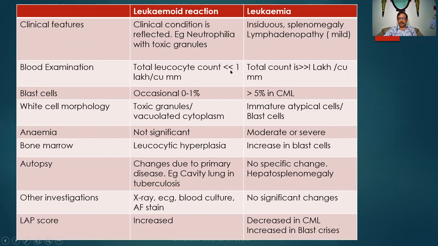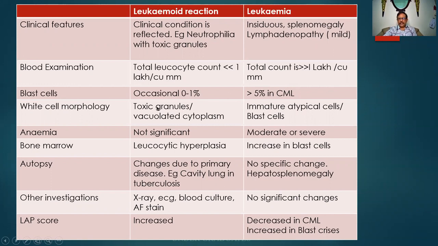Blood examination, the leukocyte count is less than 1 lakh. Usually it is around 50,000 to 75,000. Whereas in a leukemia, it is more than 1 lakh per cubic millimeter. Blast cells are very occasional. More than 5% in the case of CML. If it is more than 20%, it is AML.